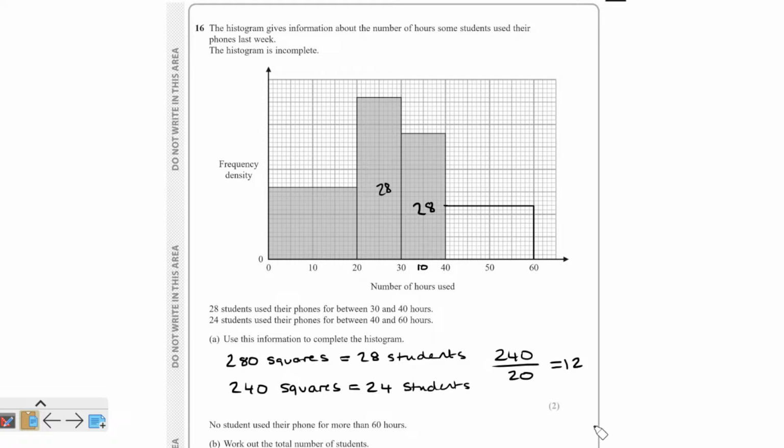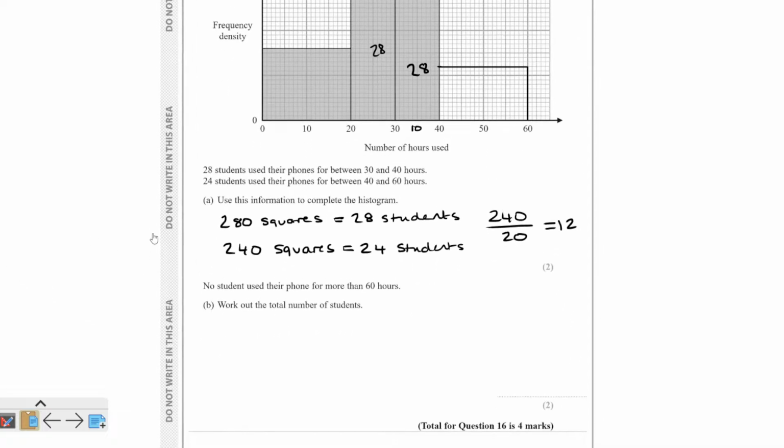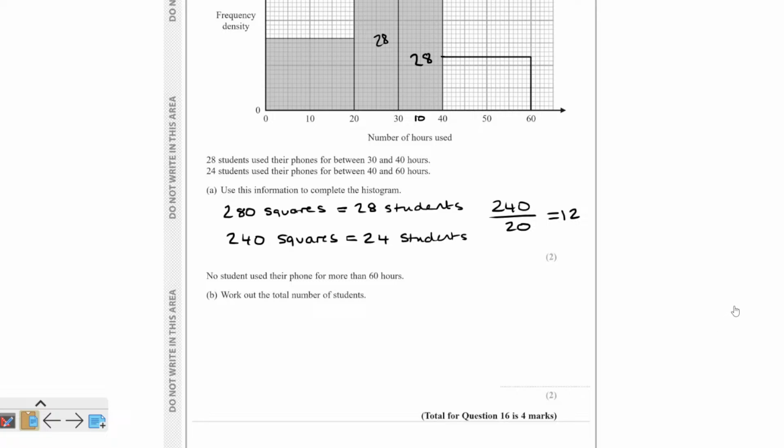Okay, that would be part A. Now let's look at part B. So no student used their phone for more than 60 hours. So they're just telling you that there's nothing else on that histogram. It stops at that point. Work out the total number of students.